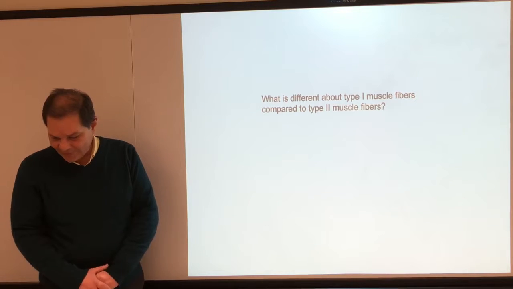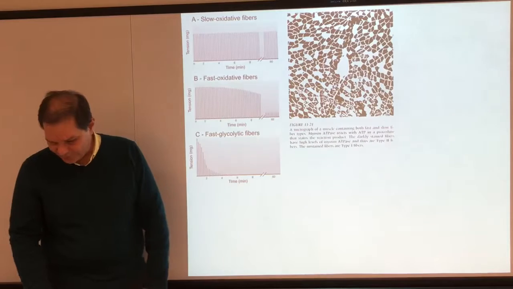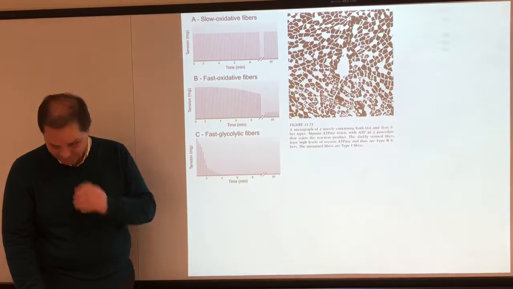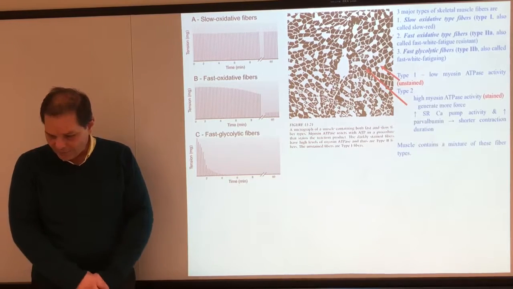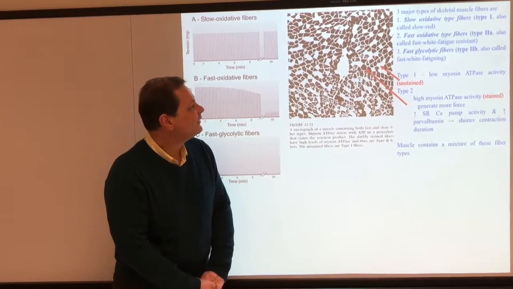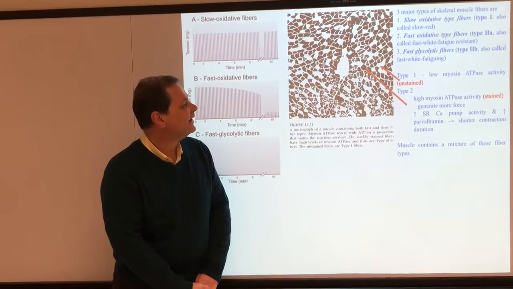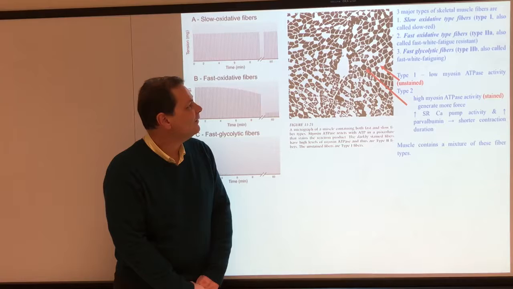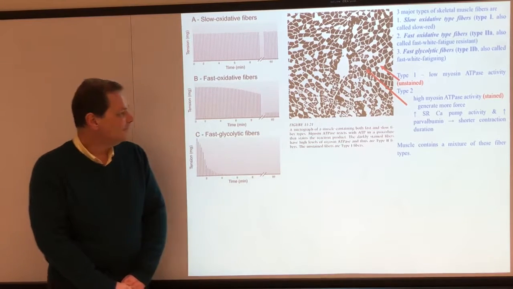What is different about type 1 muscle fibers compared to type 2 muscle fibers? Here is our slide for that. Remember, type 1 are our slow oxidative fibers. Type 2A are fast oxidative, and type 2B are fast glycolytic.